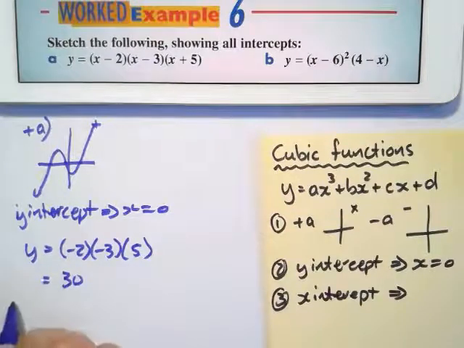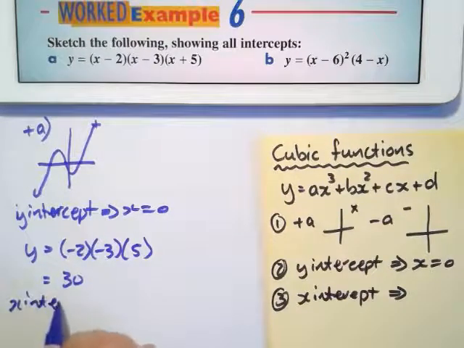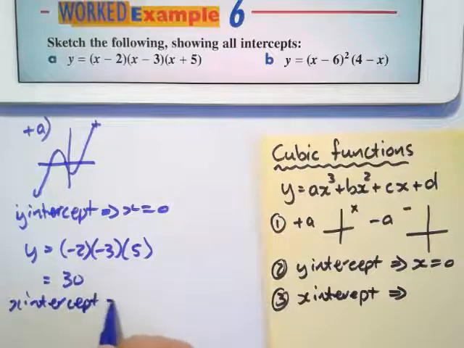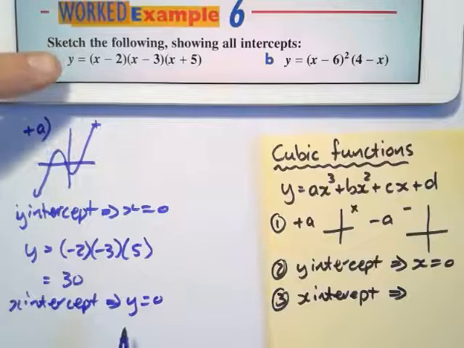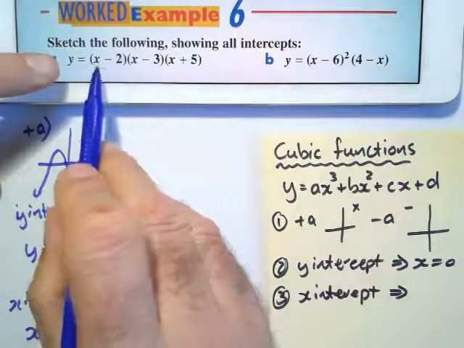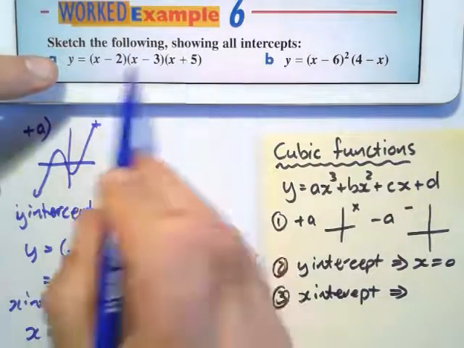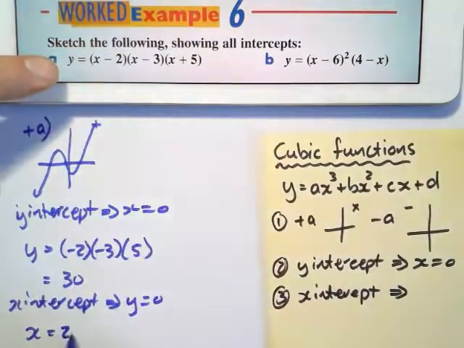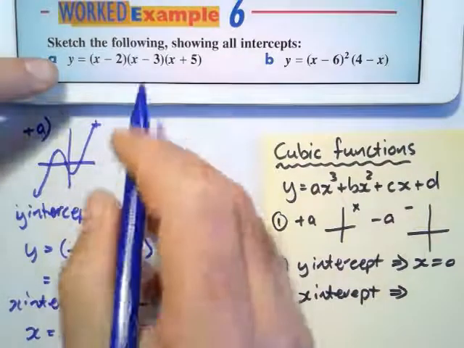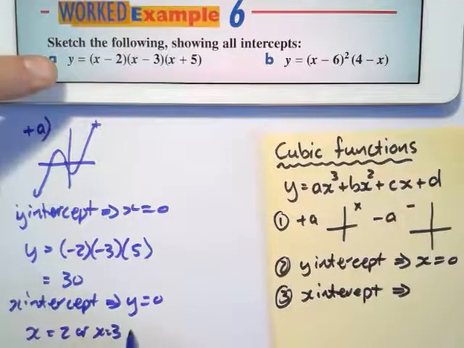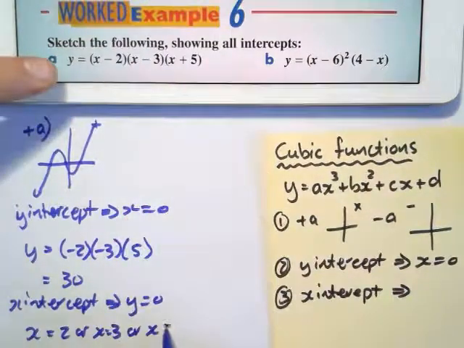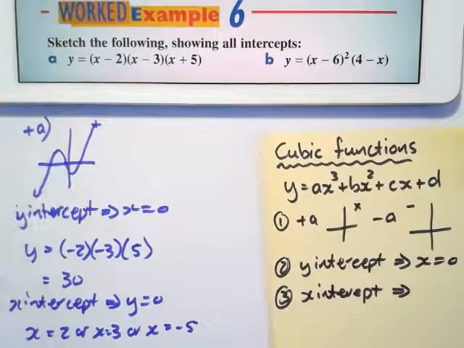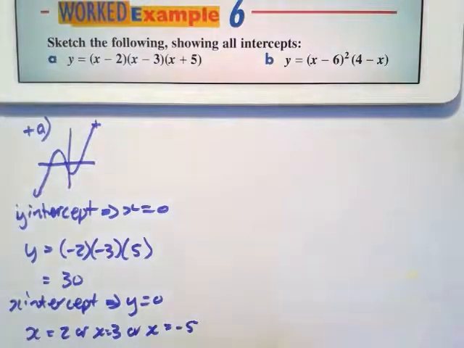So my y-intercept is at 30. And my x-intercepts are where y is 0. So when y is 0, what is x? Each bracket has to be 0, which means x equals 2, or x equals 3, or x equals negative 5. And I'm ready to draw my graph.